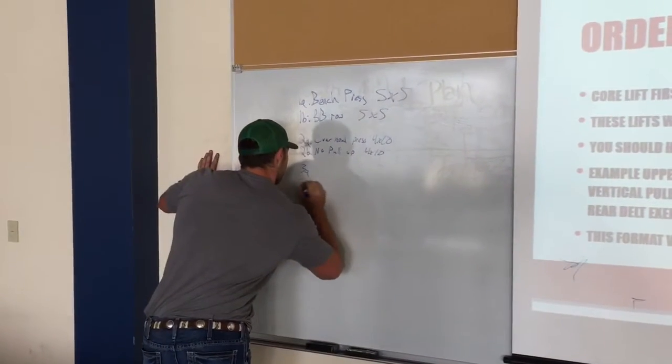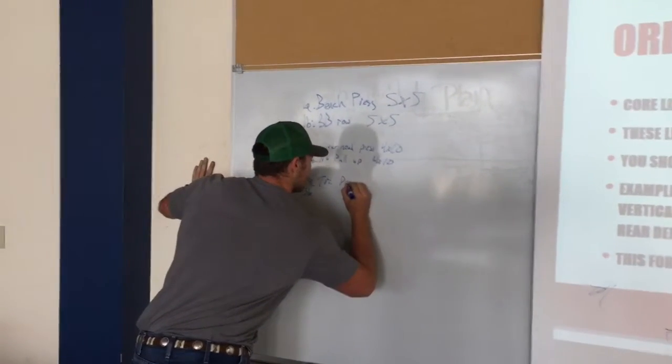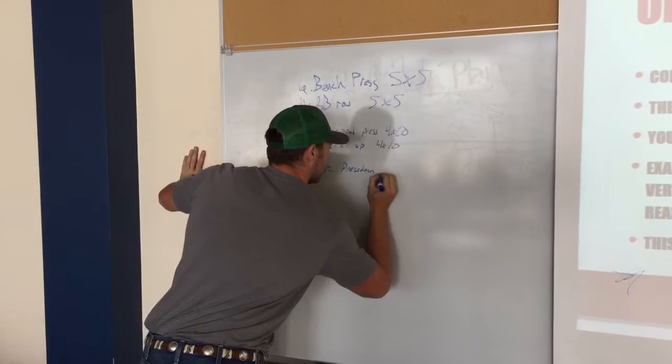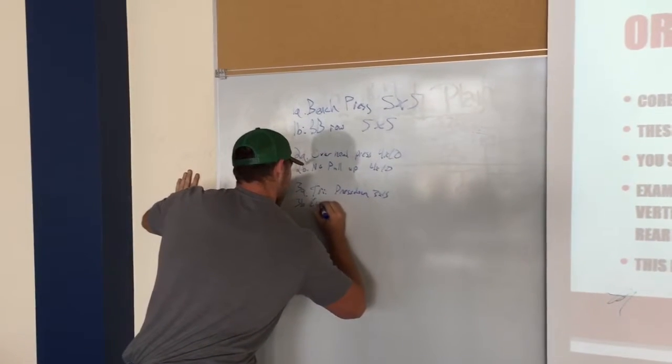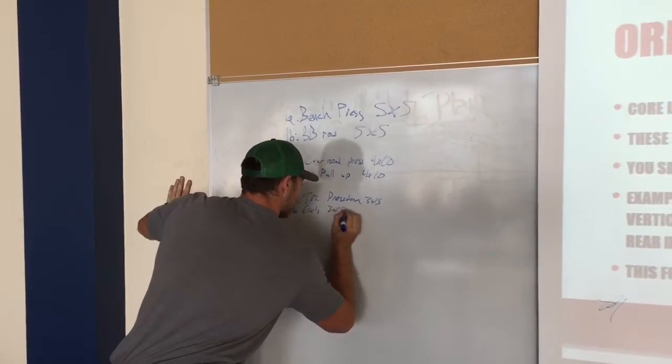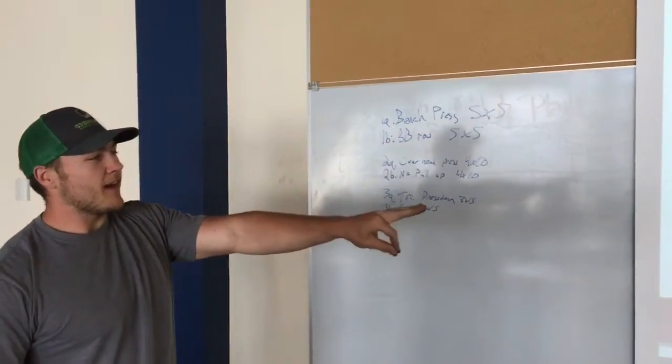Then you want to do your bicep and tricep press downs, 3 by 15, and then your curls, 3 by 15 as well. And then your last, your shoulder. And so this is what I like to do personally.